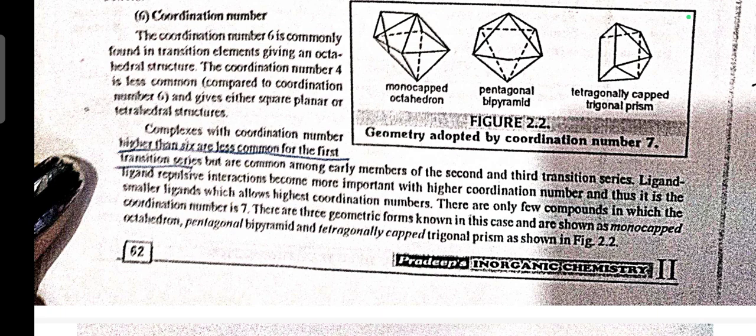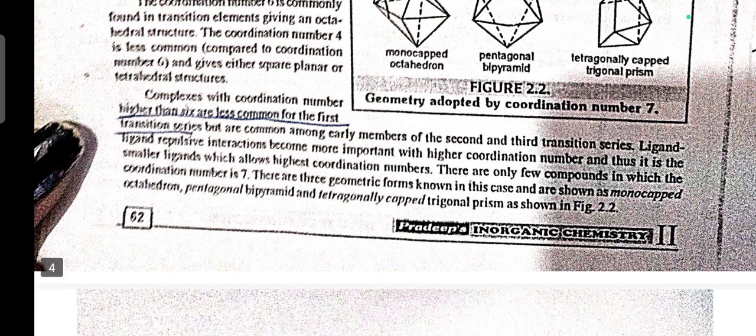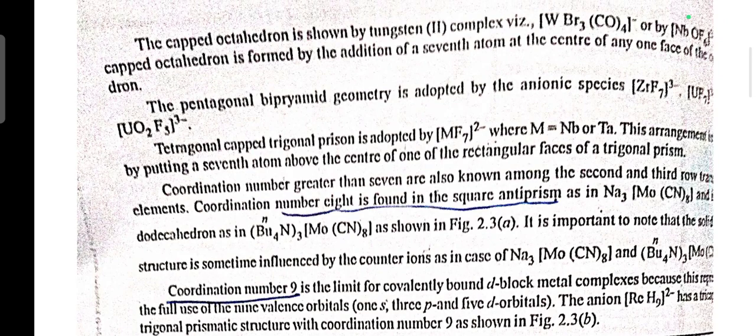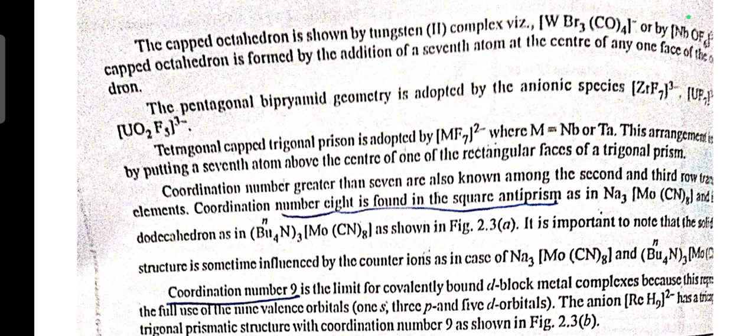There are three geometric forms known in this case, shown as monocapped octahedral, pentagonal bipyramidal, and tetragonally capped trigonal prism. The capped octahedron is shown by tungsten complexes WBr3(CO)4 negative and NbOF6 3 negative. Capped octahedron is formed by the addition of a seventh atom at the center of any one face of the octahedron.